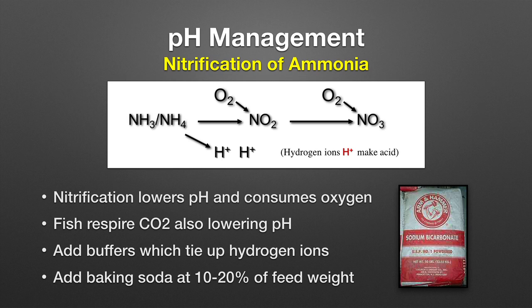You can see as the ammonia is converted to nitrite, it produces 2 hydrogen ions. As the hydrogen ions increase in the water, this makes the water more acidic. Fish also respire CO2, which also lowers the pH. Adding buffers such as baking soda ties up the excess hydrogen ions and buffers the water. One rule of thumb is to add 10 to 20% by weight of the amount of feed that you put in the system of baking soda to maintain the alkalinity around 100 milligrams per liter.